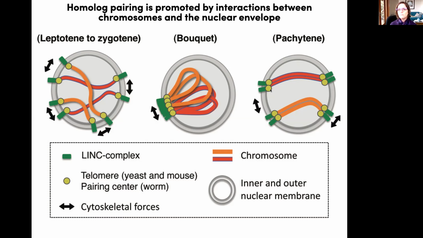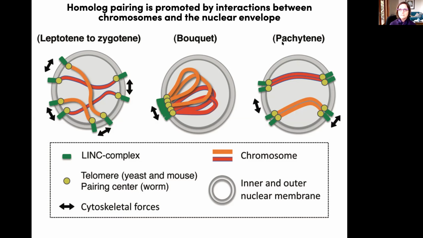And then later, when the chromosomes are fully paired and synapsed, these go away and the chromosomes are no longer moving along the nuclear envelope. And I try to avoid using these terms, leptotene, zygotene, pachytene, et cetera, because I think they're just confusing, but you may find them in textbooks.